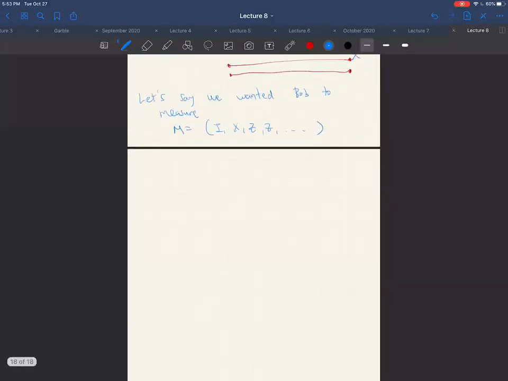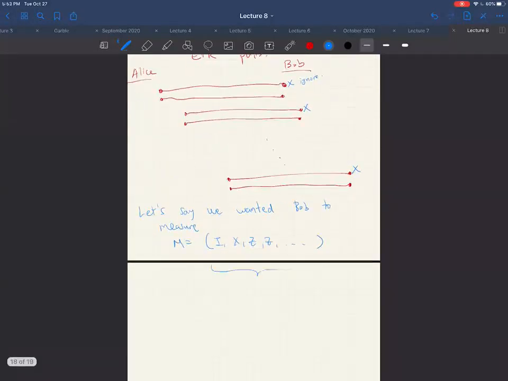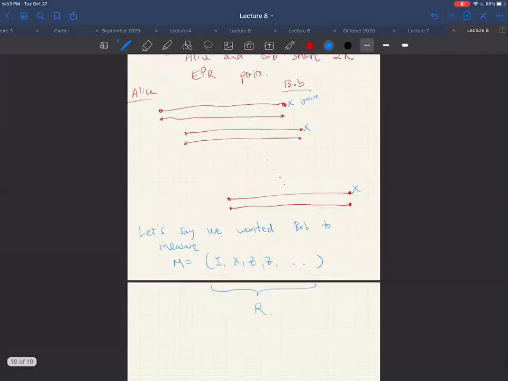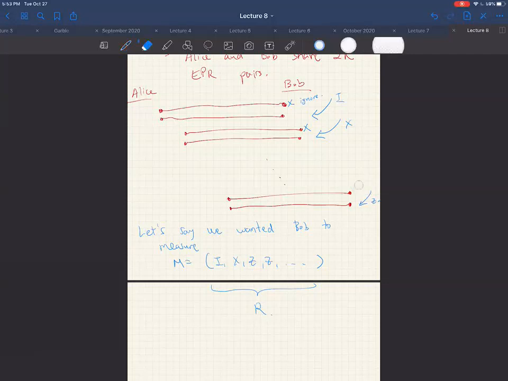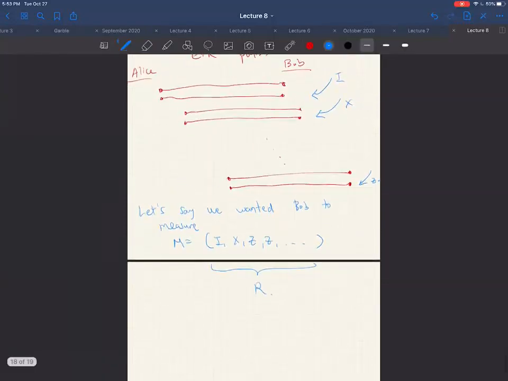So let's say we had a string of measurement commands of length r. And we wanted to say, for the first qubit, measure I, for the second qubit, measure in the X basis, for the third qubit, measure in the Z basis, and so on. Diagrammatically, what we want him to do is measure this in I, this in X, and the last one in, say, Z. Well, we can simulate that by embedding these measurement commands inside the magic square game.